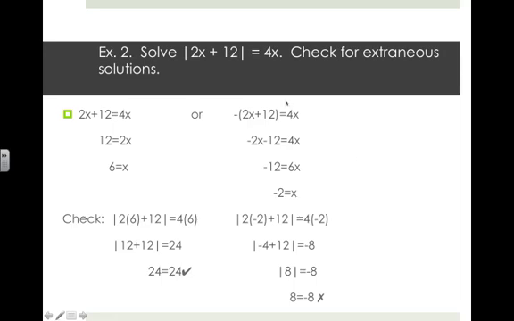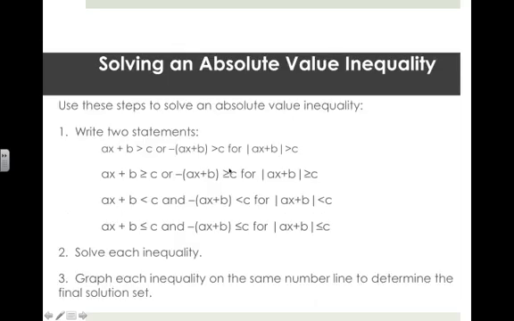Now, just so you know, you have to go through this process. You will lose credit if you don't show that you tried to find the second solution and it didn't work out in this case. So make sure you show all steps. So we get 6 for our final answer. But on a problem like this, I would be checking all this work to make sure you have it.